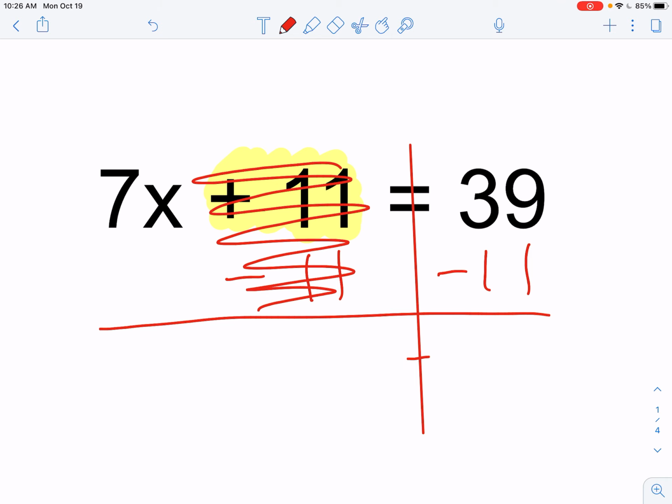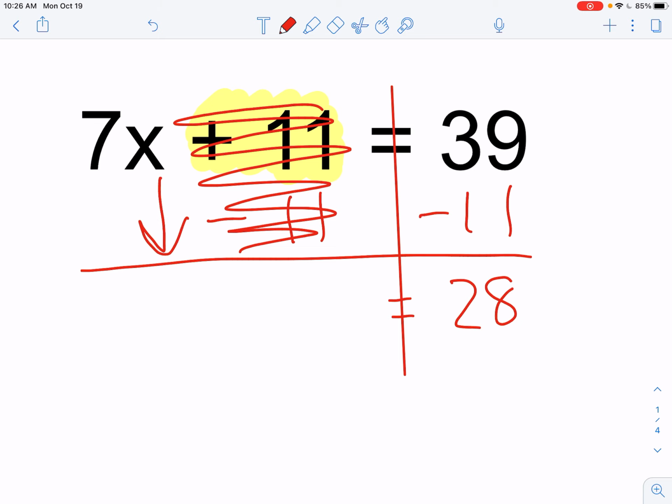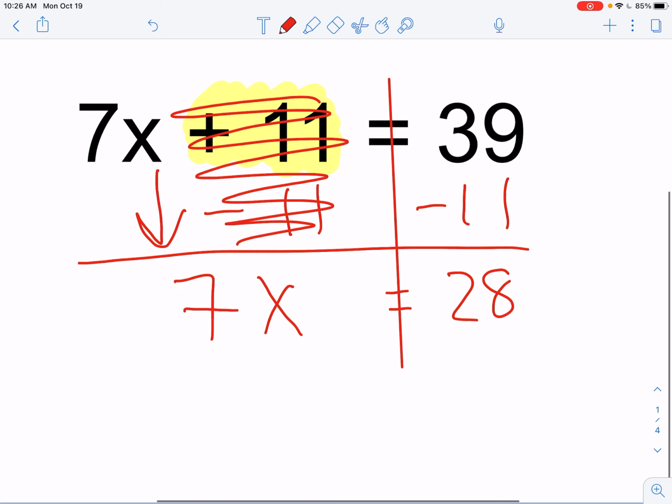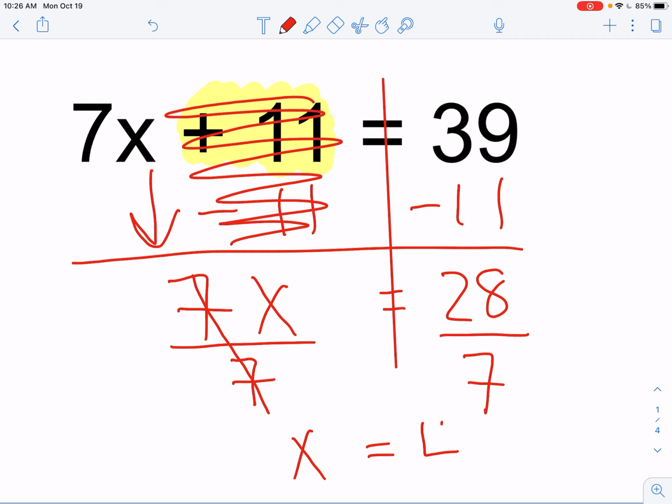You do the same thing on the other side of the fence, and if you subtract 11 from 39, you get 28. Bring down the 7x. And then finally, the last step, which is your second step, will always be multiplying or dividing. When we have 7x and the coefficient is 7, we know that we have to divide both sides by 7 in order to cross that out, and our final answer should be x equals 4.